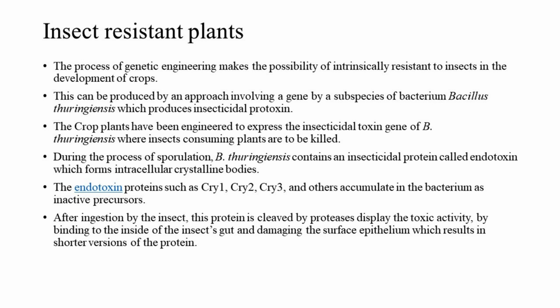During the process of sporulation, B. thuringiensis contains an insecticidal protein called endotoxin, which forms intracellular crystalline bodies. The endotoxin proteins such as Cry1, Cry2, Cry3, and others accumulate in the bacterium as inactive precursors. After ingestion by the insect, this protein is cleaved by proteases to display the toxic activity by binding to the inside of the insect's gut and damaging the surface epithelium, which results in shorter versions of the protein.